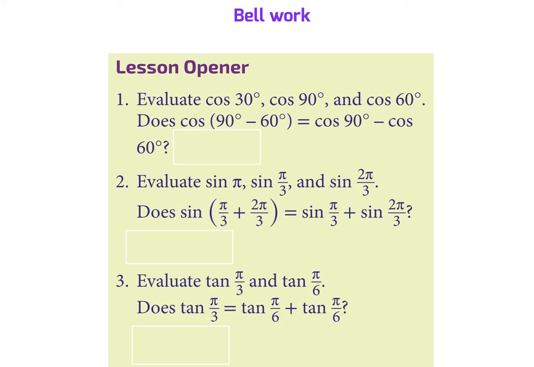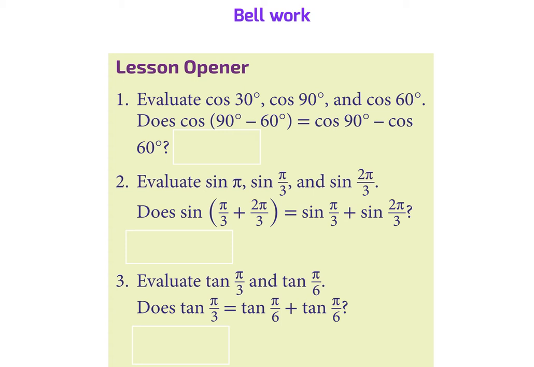So it says evaluate the cosine of 30, the cosine of 90, and the cosine of 60. So what happens when you evaluate those? Cosine of 30, square root of 3 over 2. The cosine of 90, and then the cosine of 60, 1/2. And it says, does the cosine of 90 minus 60 equal the cosine of 90 minus the cosine of 60?